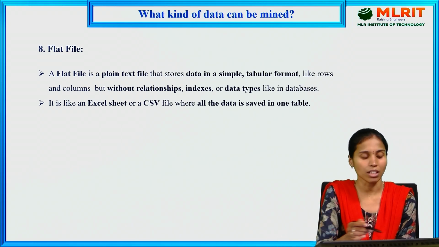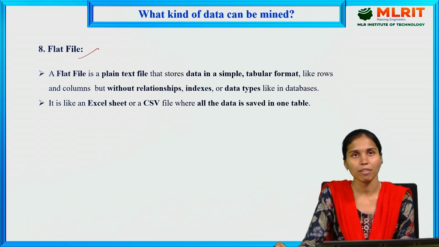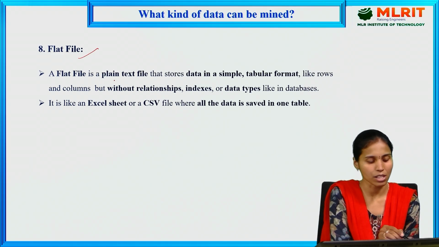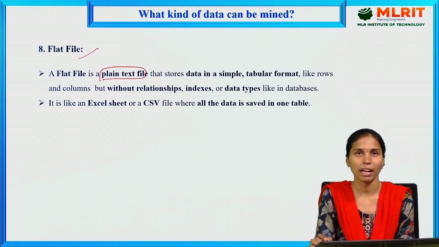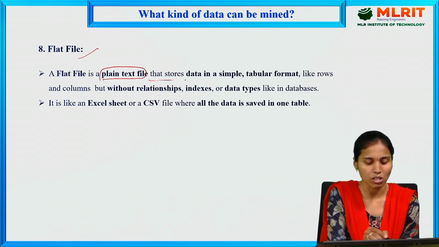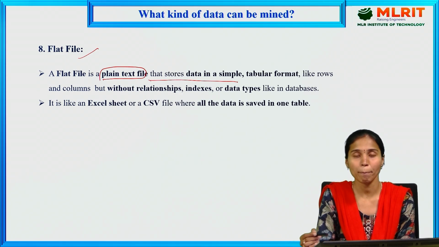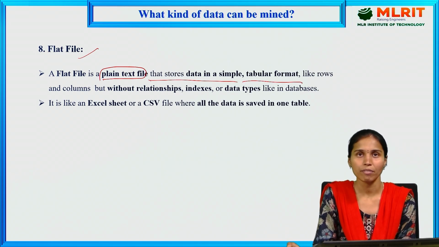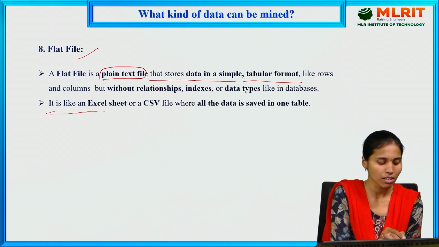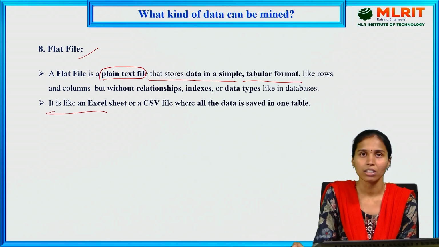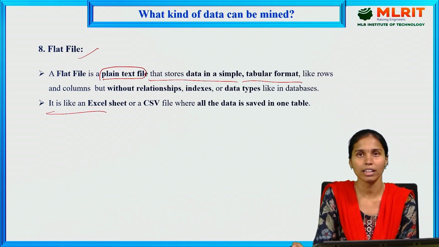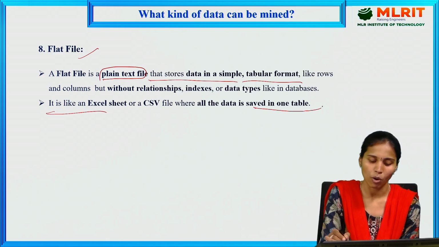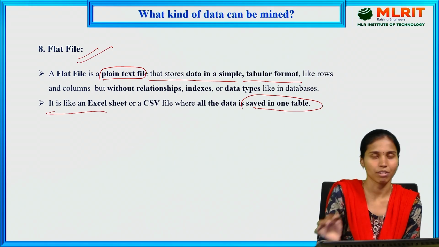So 8th one is a flat file. A flat file is a plain text file that stores data in a simple tabular format like rows and columns, but without relationships, indexes or data types as in a database. So it is like an Excel sheet or .csv file, where all the data is saved in one table only. So this is about flat file.